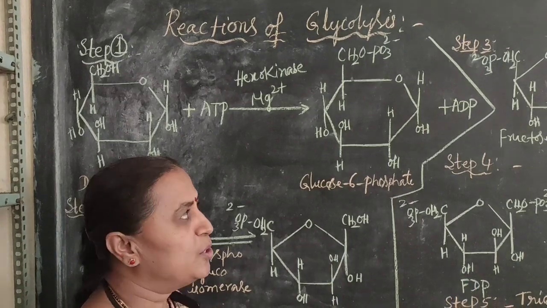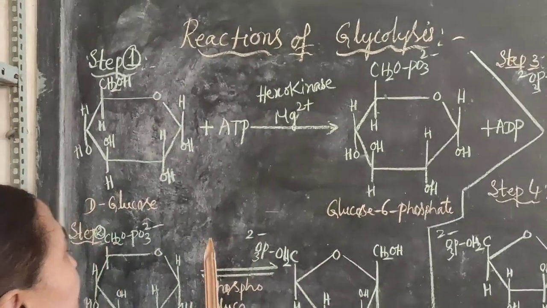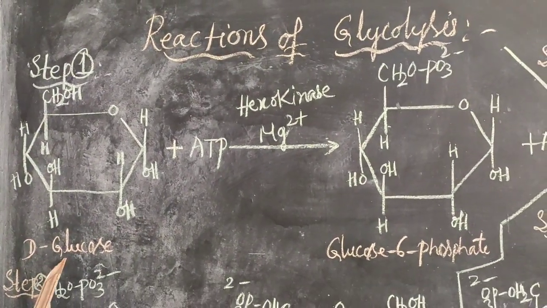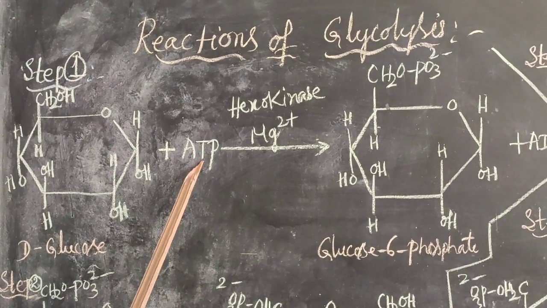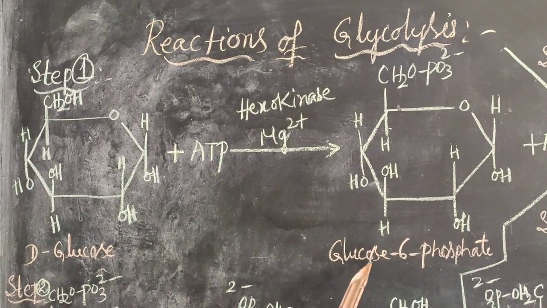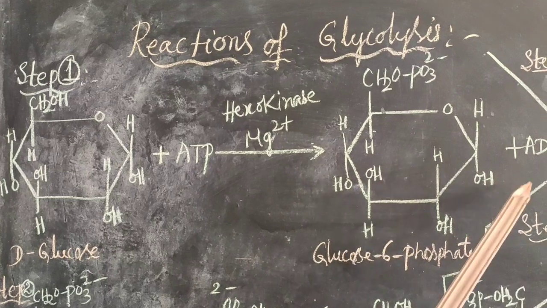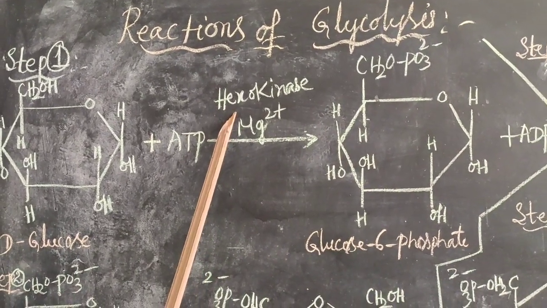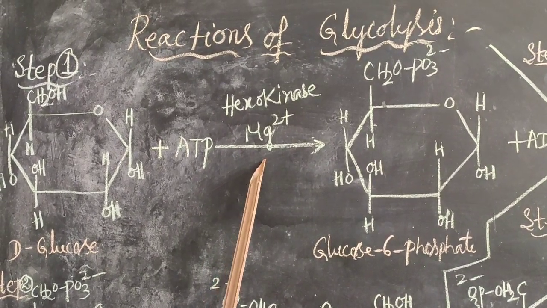So let us know step by step what happens. In the first step of glycolysis, glucose is phosphorylated to glucose 6-phosphate by utilizing one molecule of ATP. So D-glucose is converted into glucose 6-phosphate and ATP is converted to ADP with the help of the enzyme called hexokinase, which requires Mg2+ as an activator.